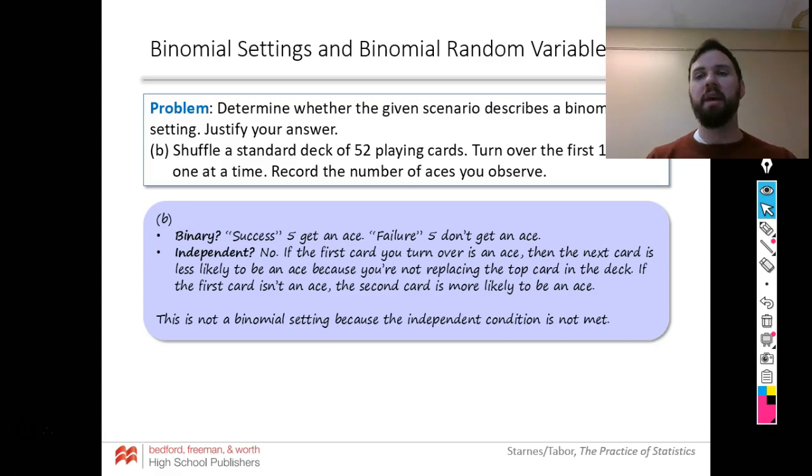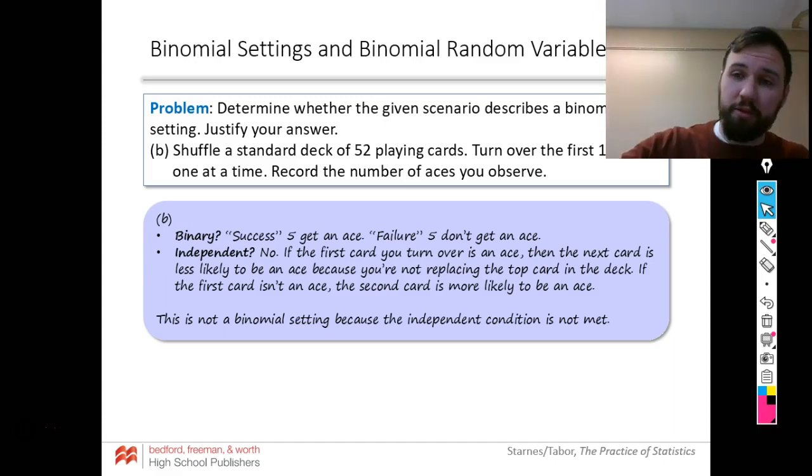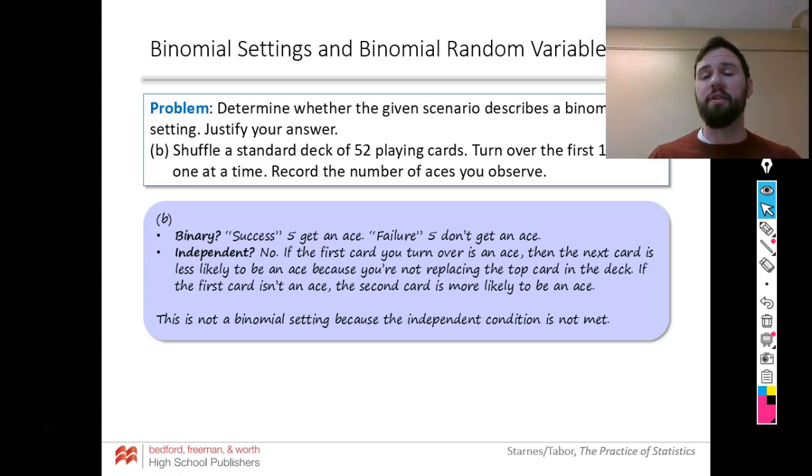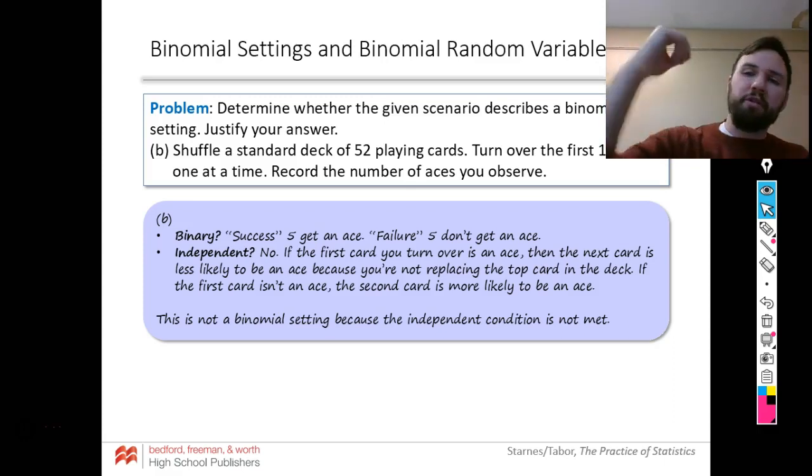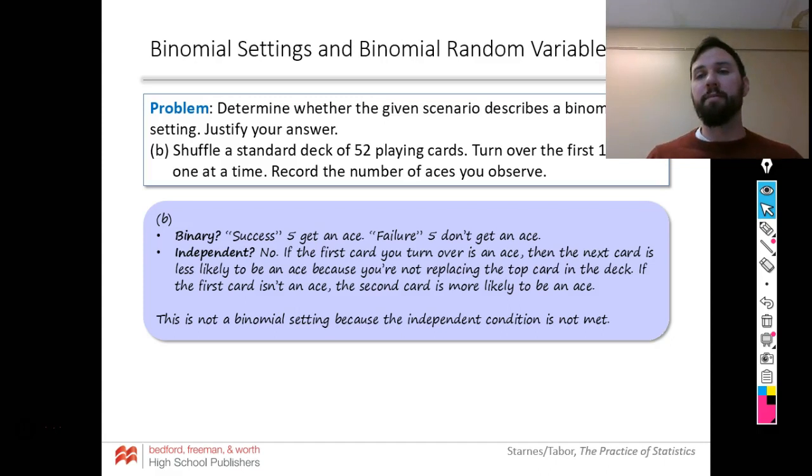Independent? No. If the first card you get is an ace, it will change the probability of each next card. If it's not an ace, it will also change the probability. The probability the first card is an ace is 4 over 52. The next time, if you didn't get an ace, it's 4 out of 51. So the probability changes. It depends on the other. Fails independence, not a binomial setting.